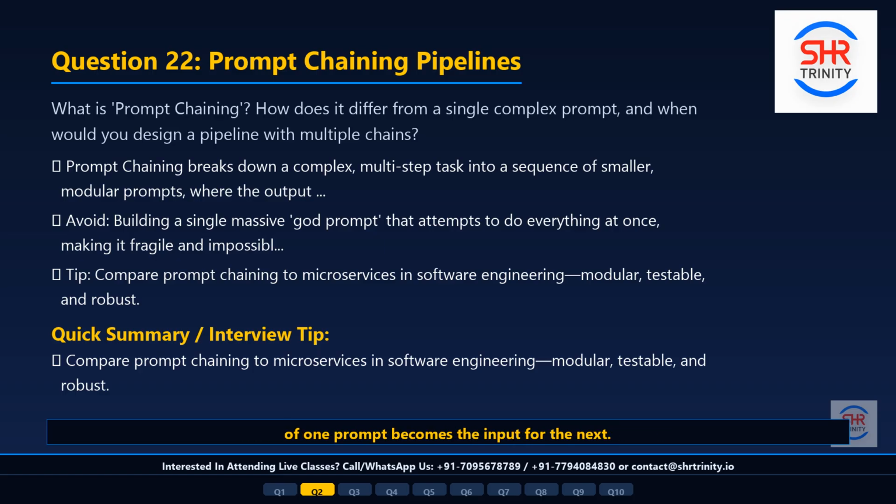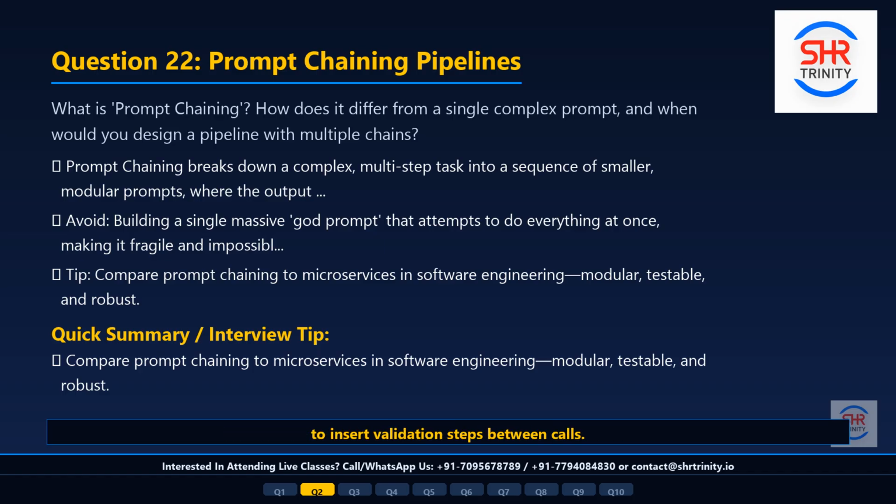A single complex prompt often fails because the model loses track of constraints or gets overwhelmed, attention dilution. I design a chained pipeline when a task requires sequential processing, e.g., Step 1, translate text, Step 2, extract key facts, Step 3, format as JSON. This increases reliability, makes debugging easier, and allows us to insert validation steps between calls.